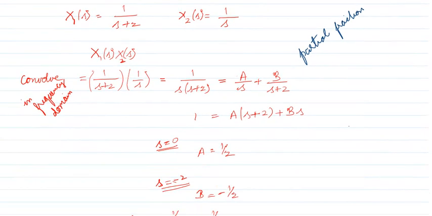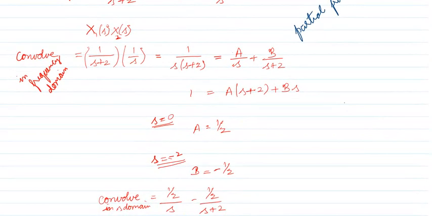Similarly, if you put s equal to minus 2, minus 2 plus 2 is 0, so 0 into A is gone, so 1 equals minus 2B, so B equals minus 1 by 2. Now you substitute A and B here, so A is 1 by 2, B is minus 1 by 2.